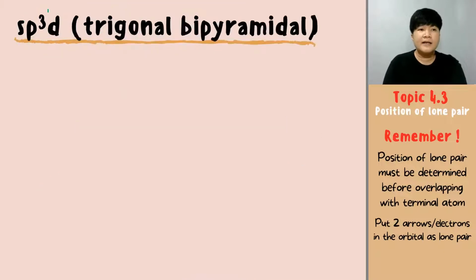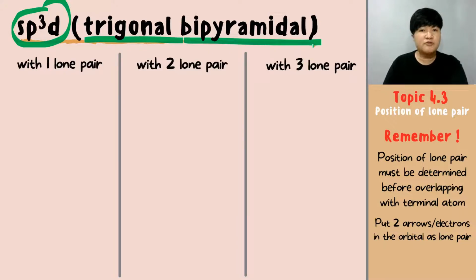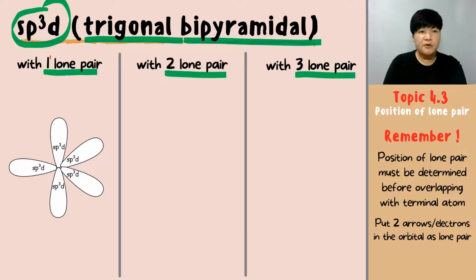Next, when you have sp3d, you have your trigonal bipyramidal. And in this trigonal bipyramidal, we have three conditions. We have a condition where you only have one lone pair, a condition where you have two lone pairs, and a condition of three lone pairs. So, first and foremost, when you have one lone pair, where would your lone pair be located?